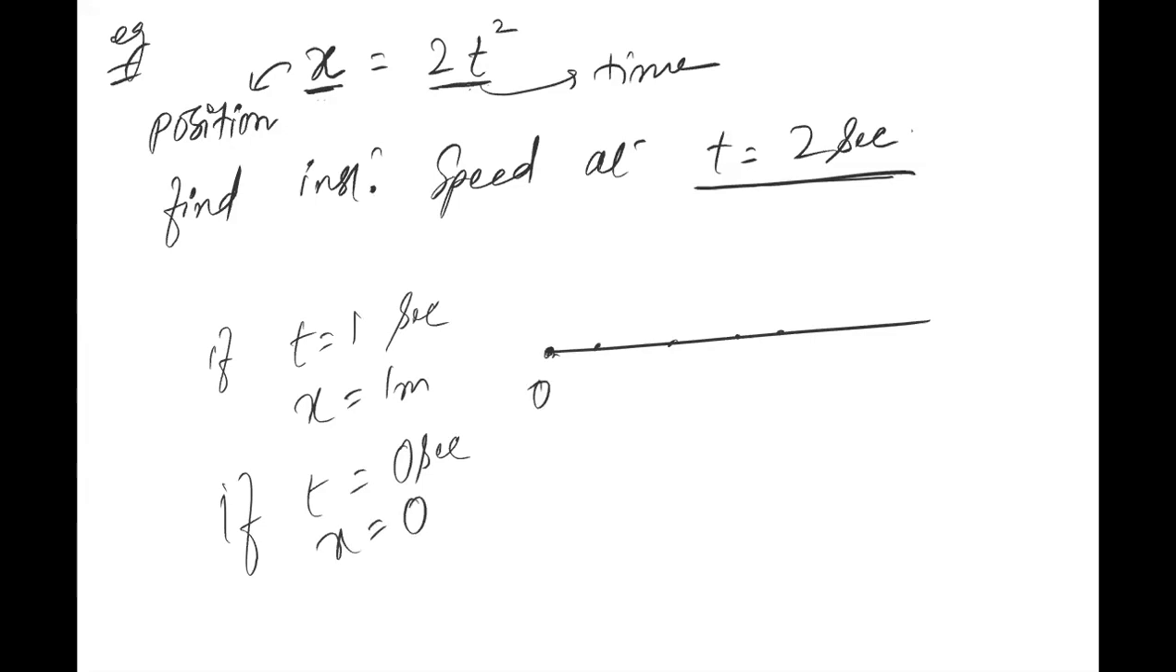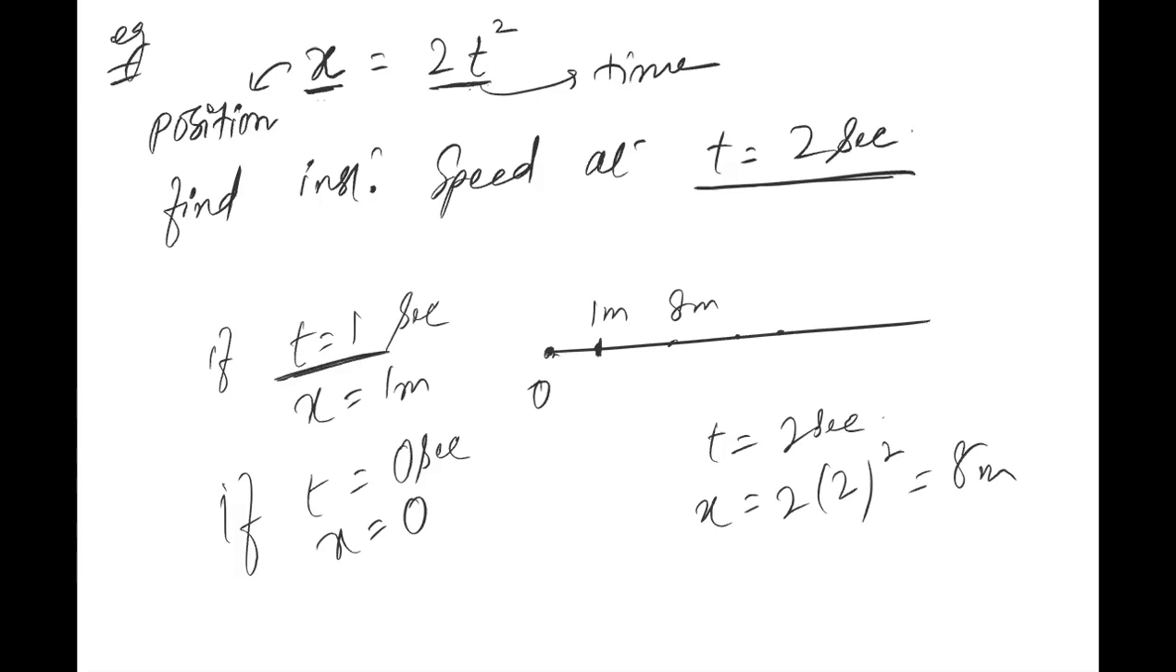So particle started from here. After 1 second, it will reach a point where x is 2 meters. After 2 seconds, it will reach some other point. If I put t equal to 2 seconds, particle would be at x equal to 2 into 2 square, that is 8 meters, right? So in the first 1 second it has covered only a small distance, whereas from 1 second to 2 seconds it has covered much more. This means that in every 1 second, particle doesn't cover the same distance.